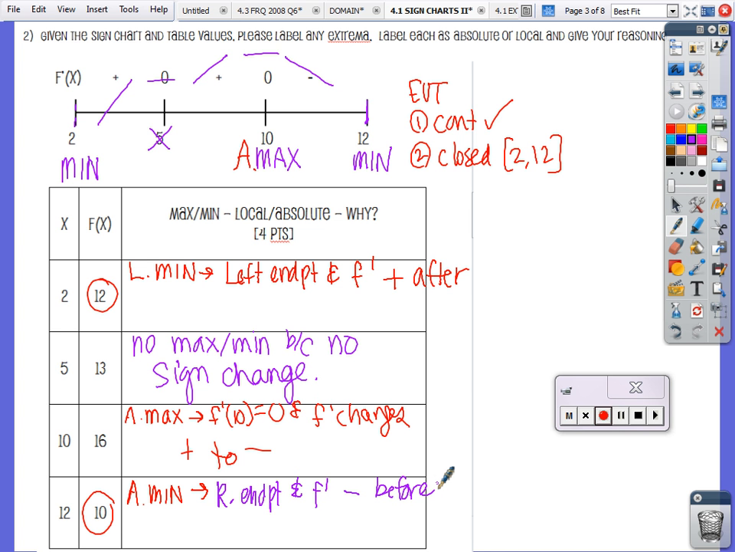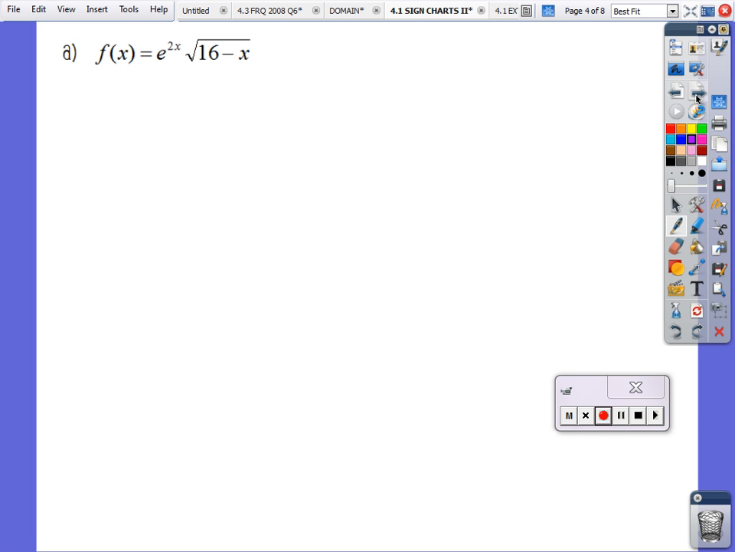How do I know that this was the absolute? We would have to say f of 12 is less than f of 2. The smaller makes the absolute min. This one, f of 2, is actually bigger than f of 12, which is why it's now the local min. And then I actually added on some problems which I moved, I believe.